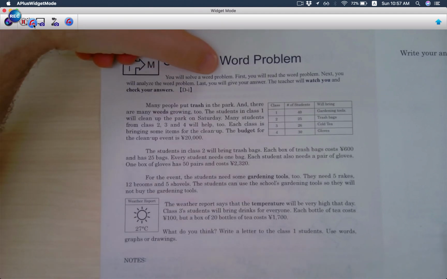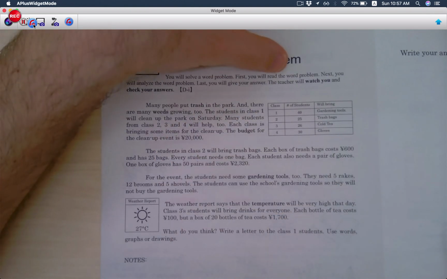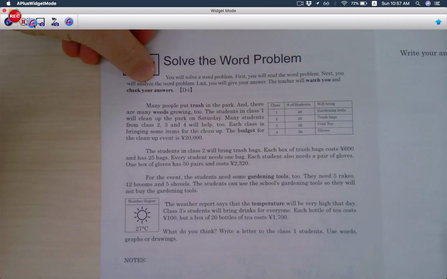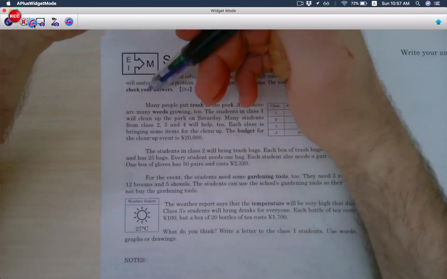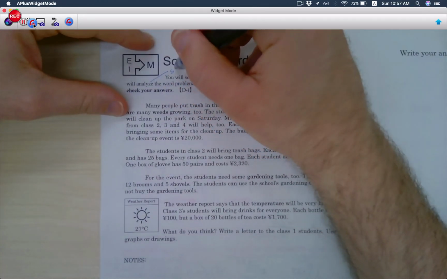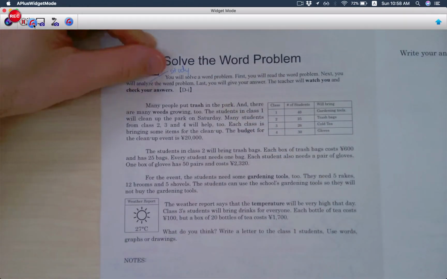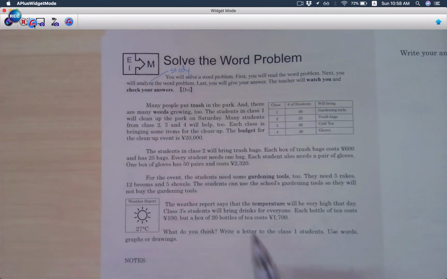You will solve a word problem. This is a word problem. First, you will read the word problem. Next, you will analyze the word problem. Remember, the word analyze means study. We learned that in our last unit. Last, you will give your answer. So, now I'm working on using mathematics in real-life situations. So, let's get started.